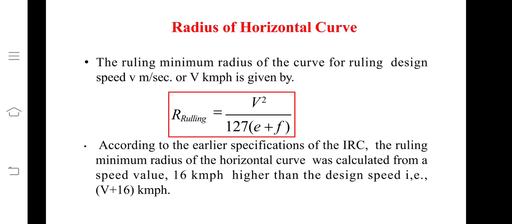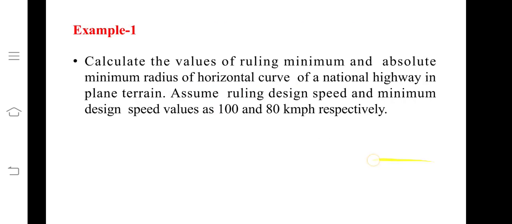So if V is a ruling design speed in kmph and R is a ruling minimum radius of curvature in meters, then if we simplify this equation, as we want the radius of horizontal curve, we will get R ruling is equal to V square upon 0.22 G in meter per second. But here you can see the formula is V square upon 127 (E plus F) because V is in kmph. According to the earlier specification of the IRC, the ruling minimum radius of horizontal curve was calculated from the speed value 16 kmph higher than the speed value, that is V plus 16 kmph.